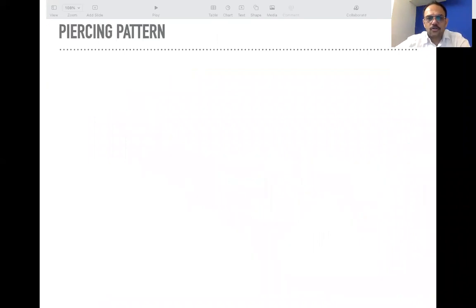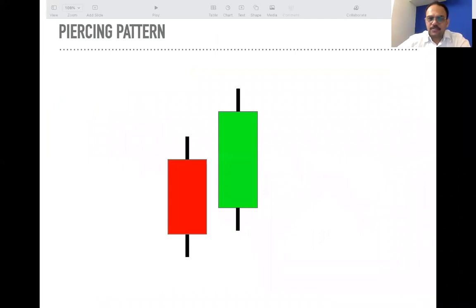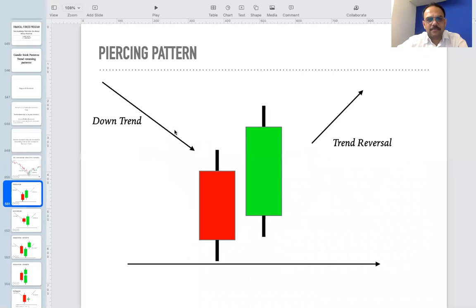Okay, so let's go ahead. First, this is the piercing pattern. Now, what is this piercing pattern? There has to be a downtrend, of course. At the end of the downtrend, you will see two candles. The first candle is a red candle. I'll go slowly. I'll explain the pattern very slowly.